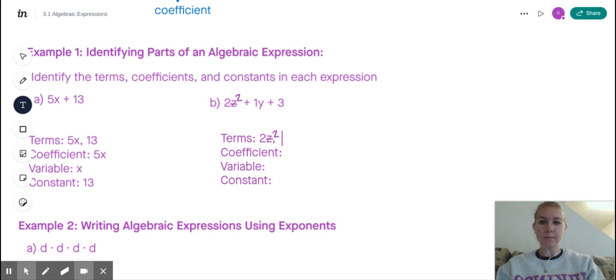2z squared, also 1y, and 3. Remember, the terms are everything in the algebraic expression except for the operation, which is addition. The coefficient, remember, coefficient is any number that's attached to a variable. So in this case, it would be 2 for the z squared, and 1 for the y.